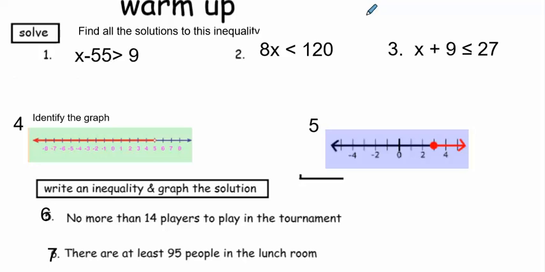Right, so I'm going over the warm-up. So make sure you understand each of these problems because that is what's going to be on the quiz.